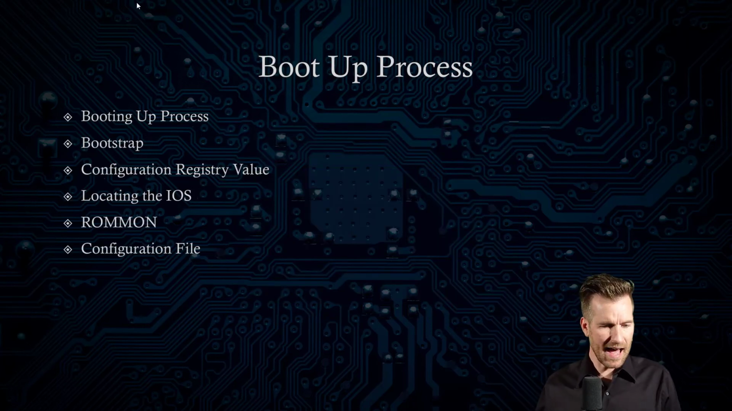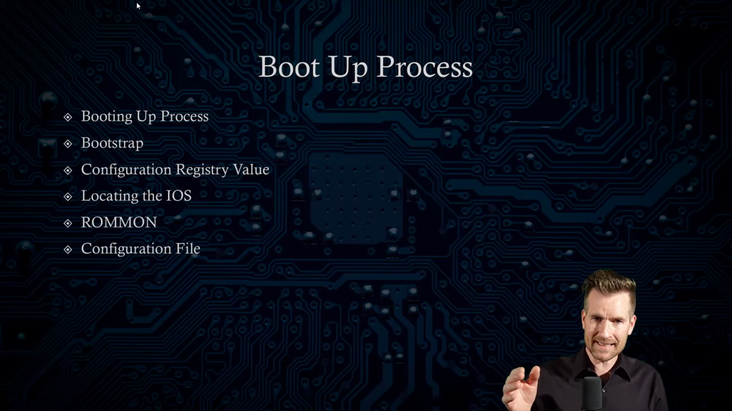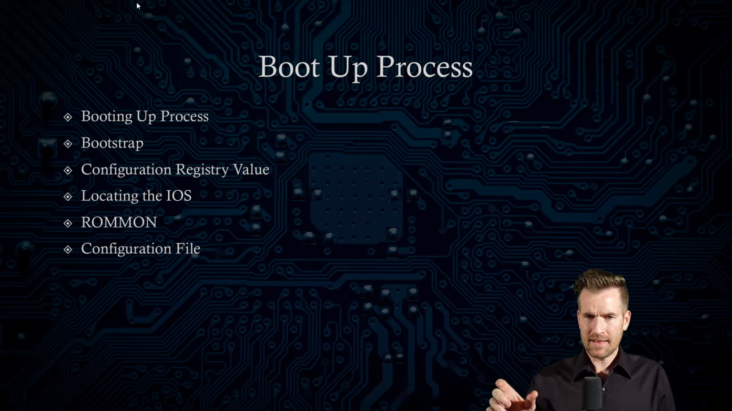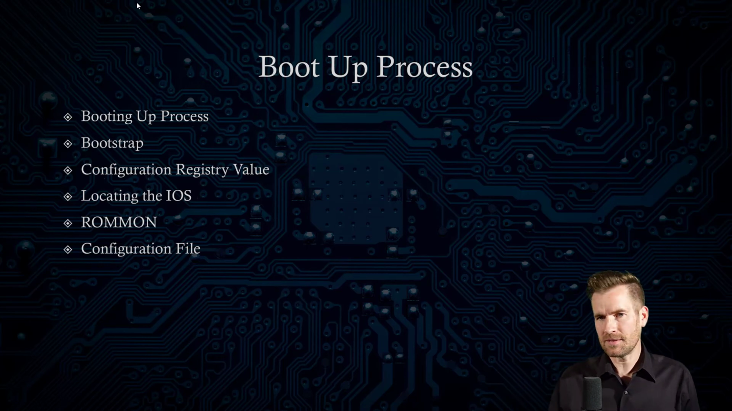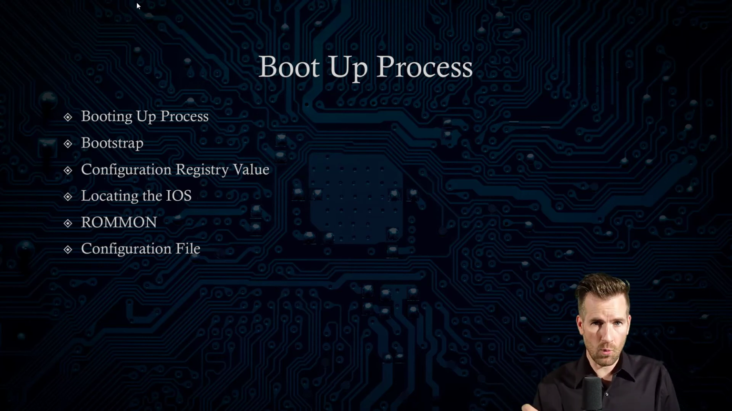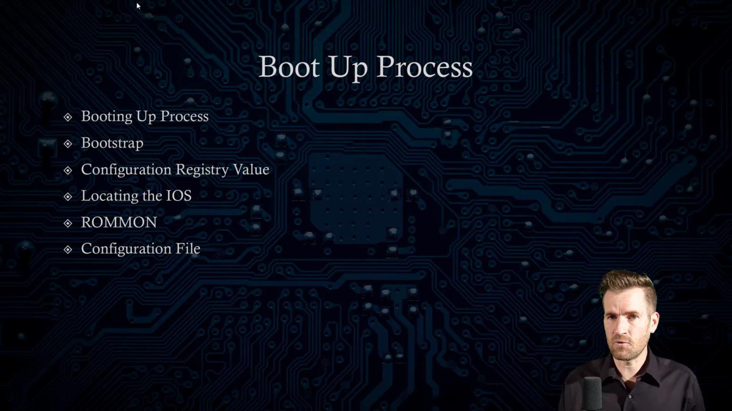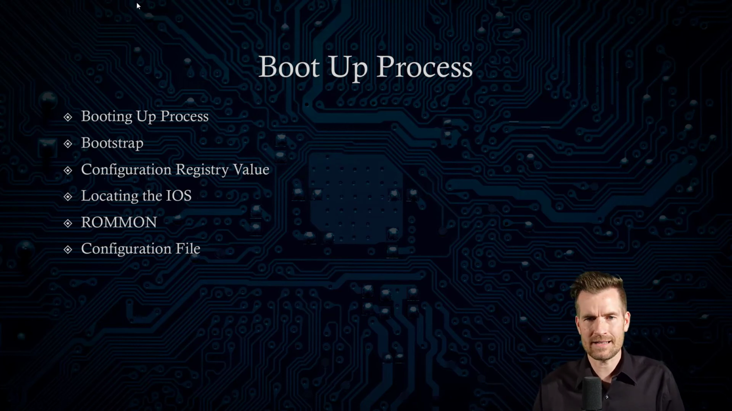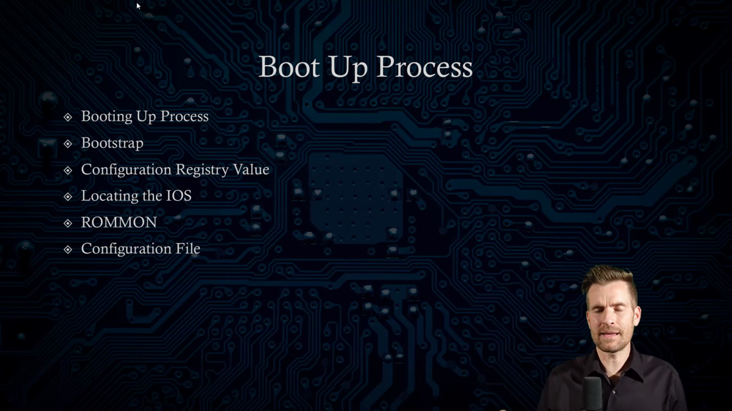All right, so there you have it. We talked about that boot up process. Then we got specifically into the Bootstrap and that software that gets everything kicked off and locates the iOS. For the Bootstrap to know what to do and what steps it should take, it takes a look at that configuration registry value, and that configuration registry value lets it know whether it needs to go into ROMMON mode, or whether it needs to locate the iOS and where that location would be, or maybe it needs to bypass the configuration file.